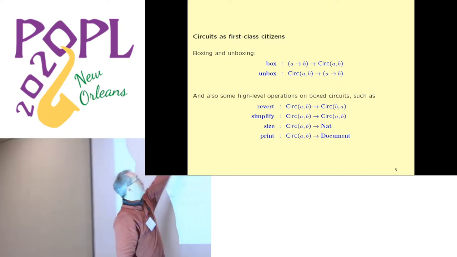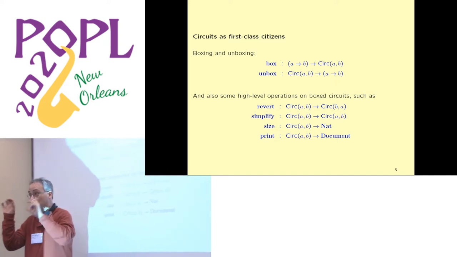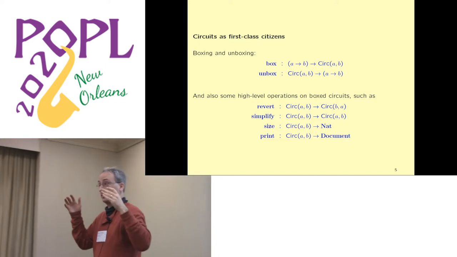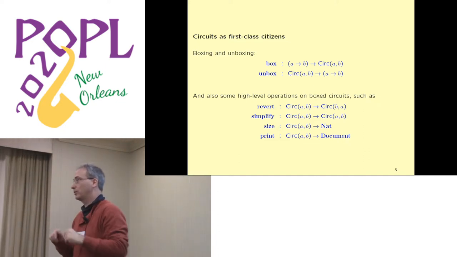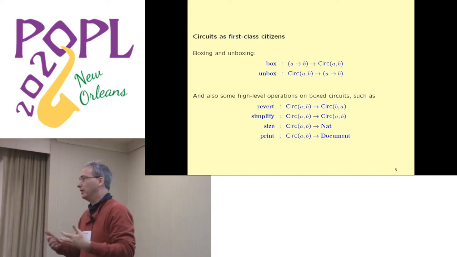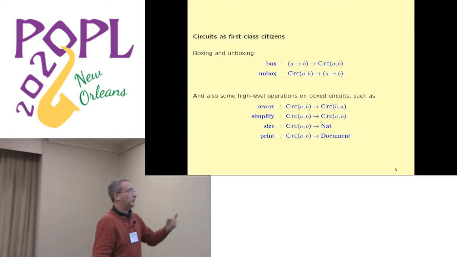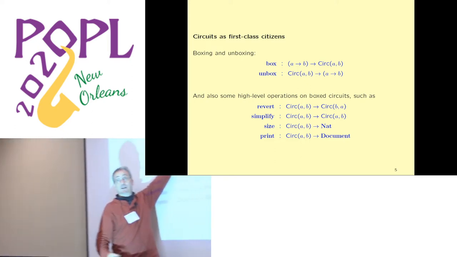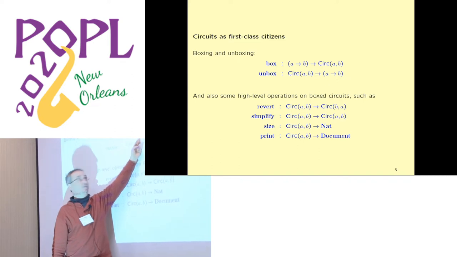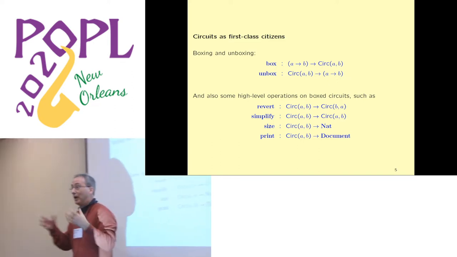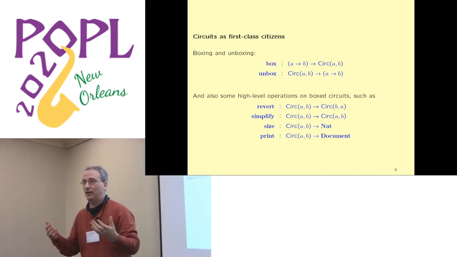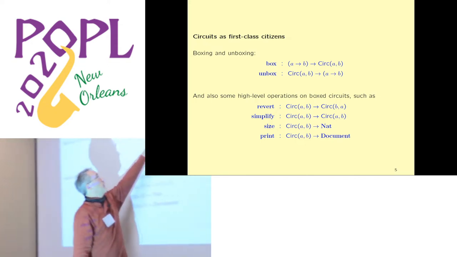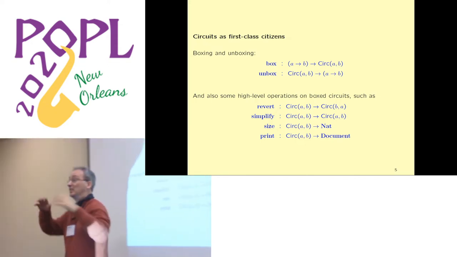So these two types, A arrow B and circ AB, are isomorphic in the semantics, because they both describe the set of quantum operations from A to B, but they're treated differently in the operational semantics, because that thing is a function, which is basically a thunk. A lambda abstraction is a value of this type, and you can't really do anything with it unless you apply it to a value, whereas the boxed circuit is actually a data structure that you can inspect, right?